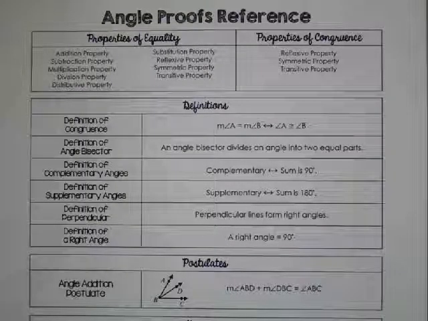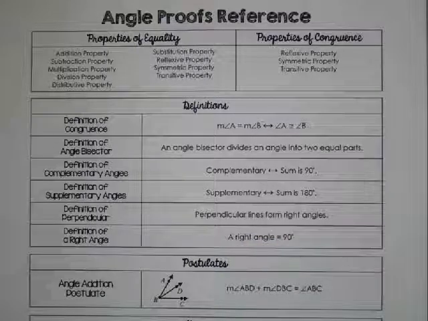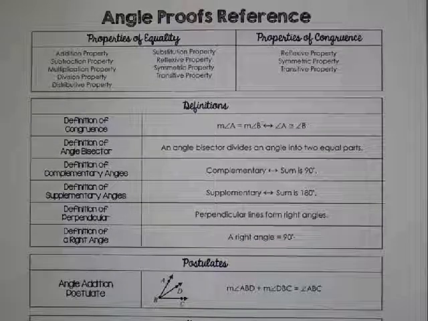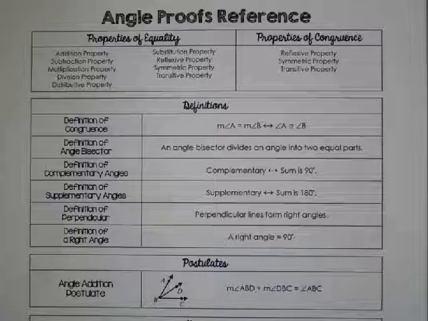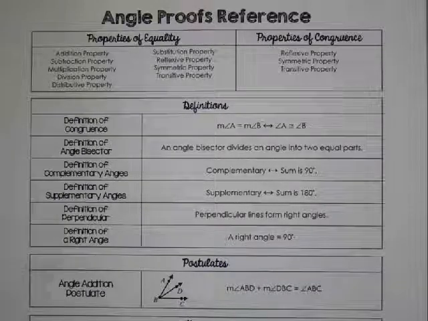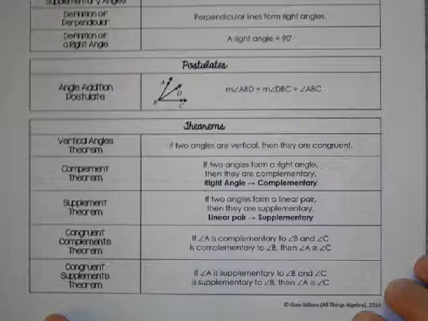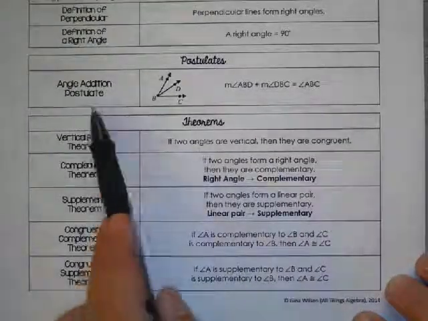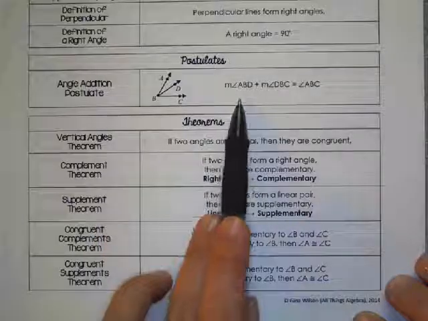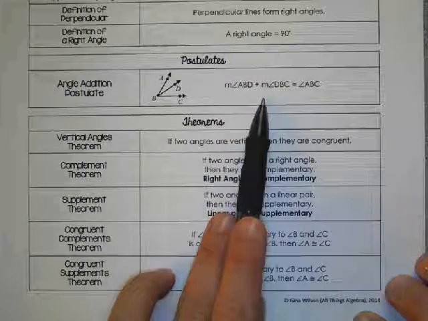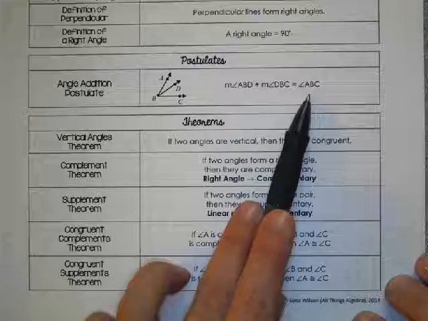Perpendicular lines form right angles, so if you have perpendicular lines, you know you'll have four 90-degree angles. And then definition of a right angle is a right angle equals 90 degrees. So those are all definitions that we can use in angle proofs. There's also a postulate that we use. So postulate is just an accepted fact. So angle addition, like segment addition, but this time we're just adding two smaller angles to make the third angle. So the whole angle is ABC.